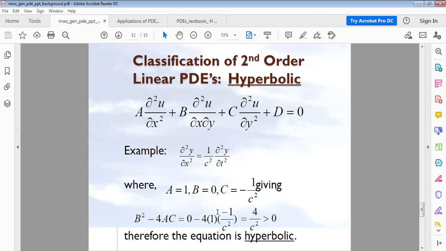So linear partial differential equations are 3 types only. One is elliptic, another is parabolic, and the other is hyperbolic. I hope everybody understands well.